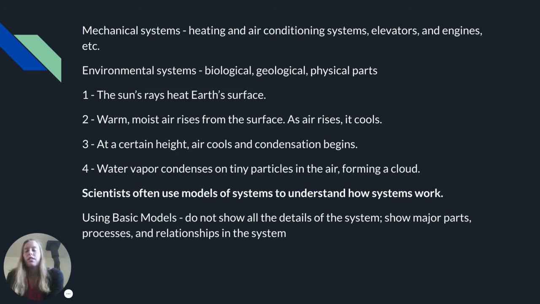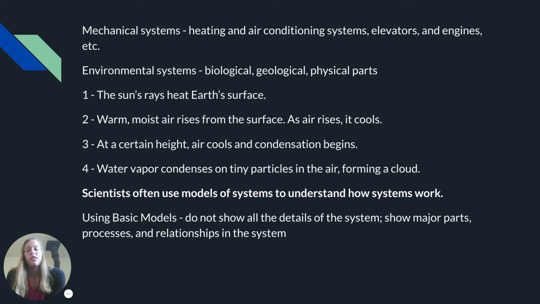So we have mechanical systems, which are heating and air conditioning systems, elevators and engines, etc. Environmental systems can be biological, geological, or physical parts. So for example, the sun's rays heat Earth's surface. Warm, moist air rises from the surface. As air rises, it cools. At a certain height, air cools and condensation begins. And 4, water vapor condenses on tiny particles in the air, forming clouds. So that's the system there.